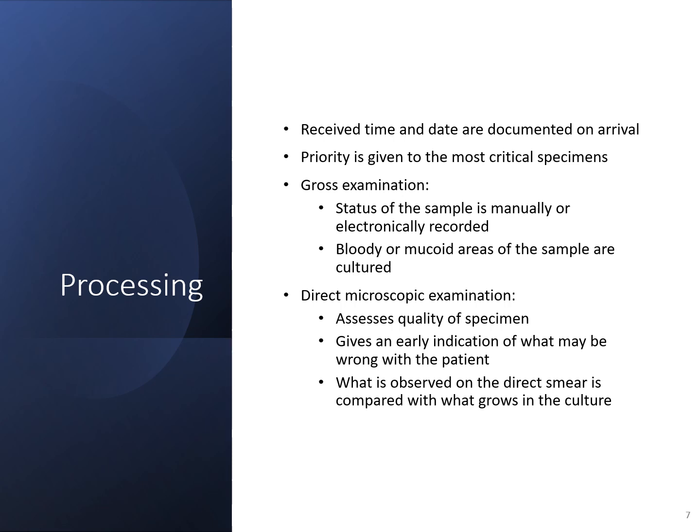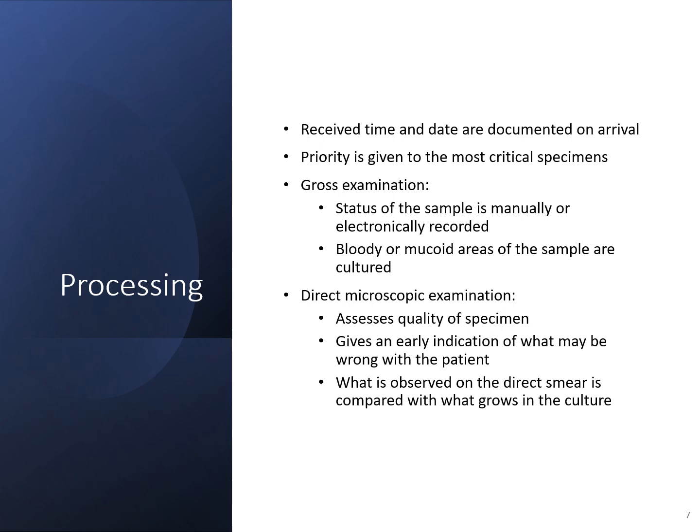Priority is always given to the most critical specimens. For example, a spinal fluid is always considered a very critical specimen, so those are usually processed right away as soon as they come into the lab. You will also examine the specimen itself, and you may make a manual or an electronic record of what that specimen looks like, or if there are any issues with the specimen once it arrived to the lab.